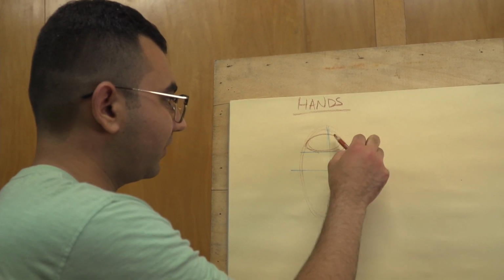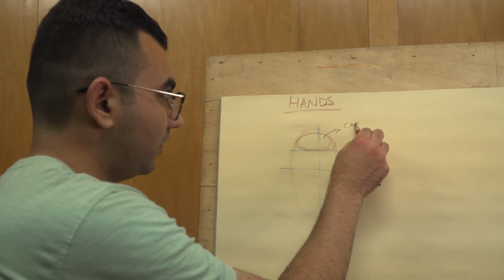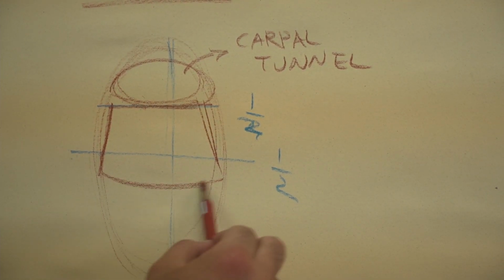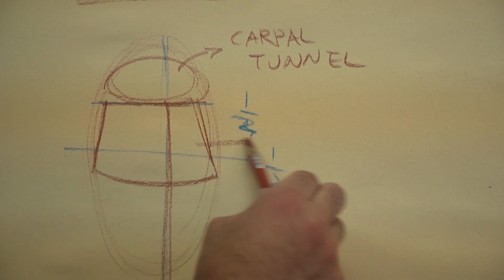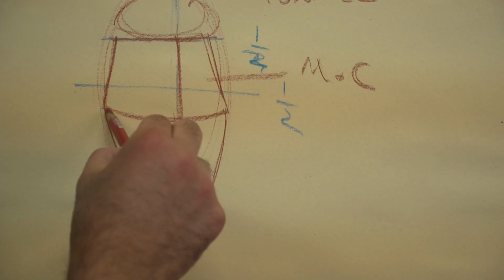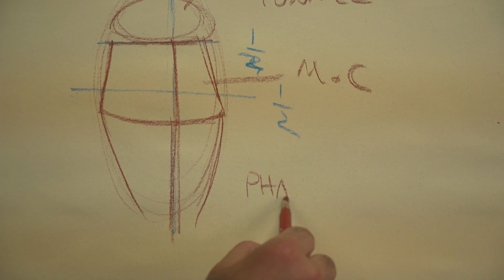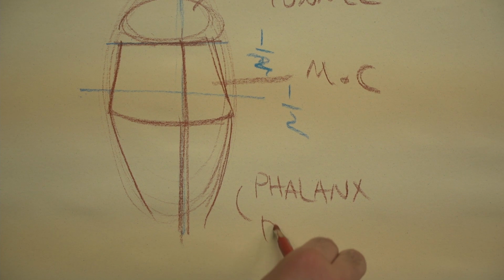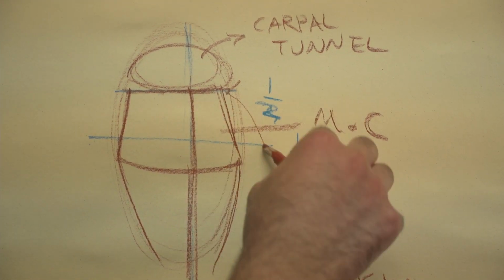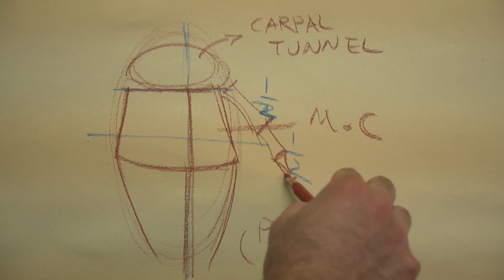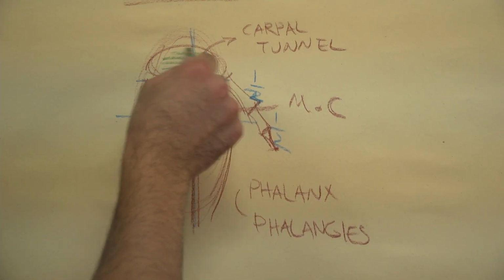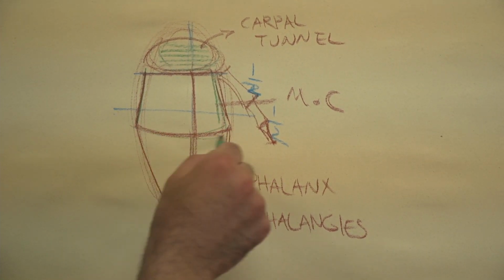On this section, we have carpal tunnel. On the other part, we have metacarpal section, and at the end we have fingers or phalanges, because one finger is phalanx and plural is phalanges, like this. And here I add the thumb. So that's the overall and general structure of hand. As I said, here is the carpal tunnel, then we have metacarpal, and then phalanges.